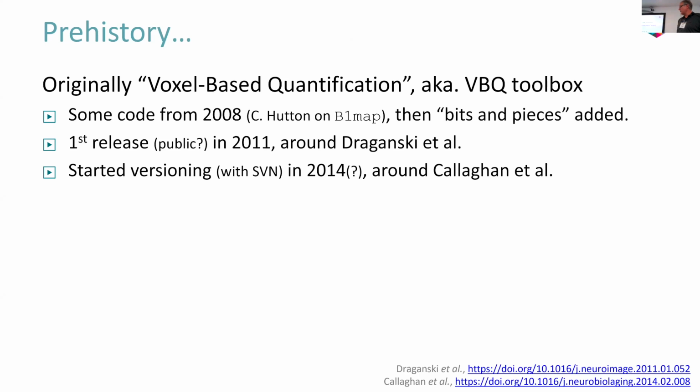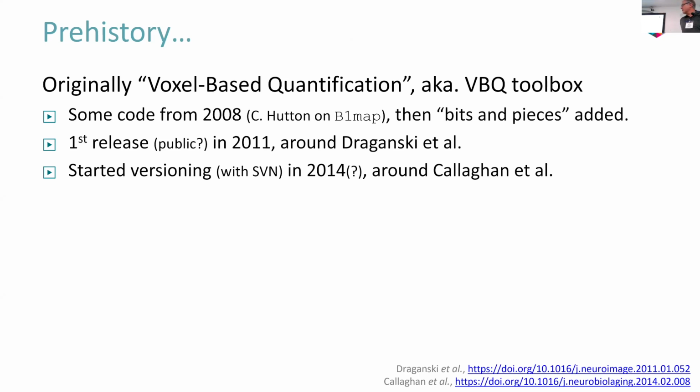about 17 years ago. That was called the voxel-based quantification. So the idea was that we wanted to get the quantity at each voxel, not the quality of the tissues. And looking back at the code, I found that the earliest bit dates from 2008 by Chloe, who will be around later on today, I believe.